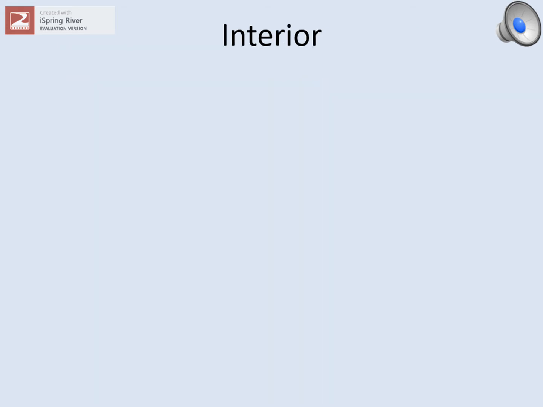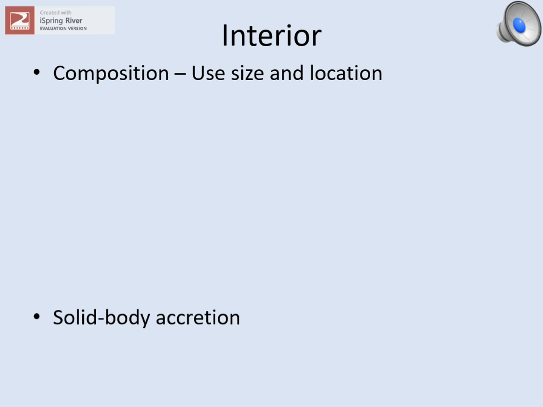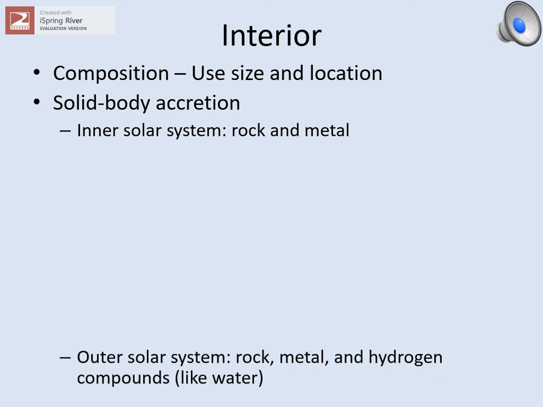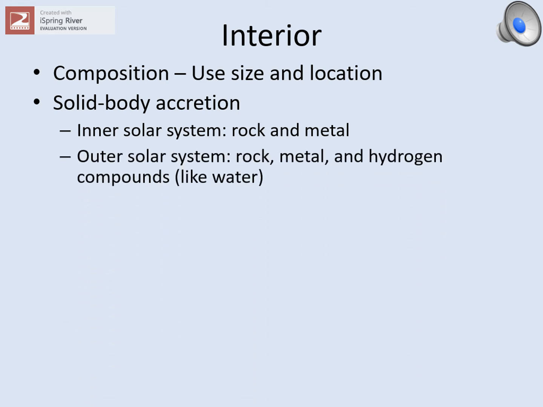The first step in understanding what kind of world you've got is to figure out what it's made of. From what we've seen in solar system formation, you can make a reasonable first estimate of a planet's composition from its size and location. Remember that solid body accretion in the inner solar system is dominated by rocks and metals, while in the outer solar system this is mainly rocks, metals, and hydrogen compounds like water. If a planet doesn't get big enough for gas accretion, then those are the materials they should be made of.